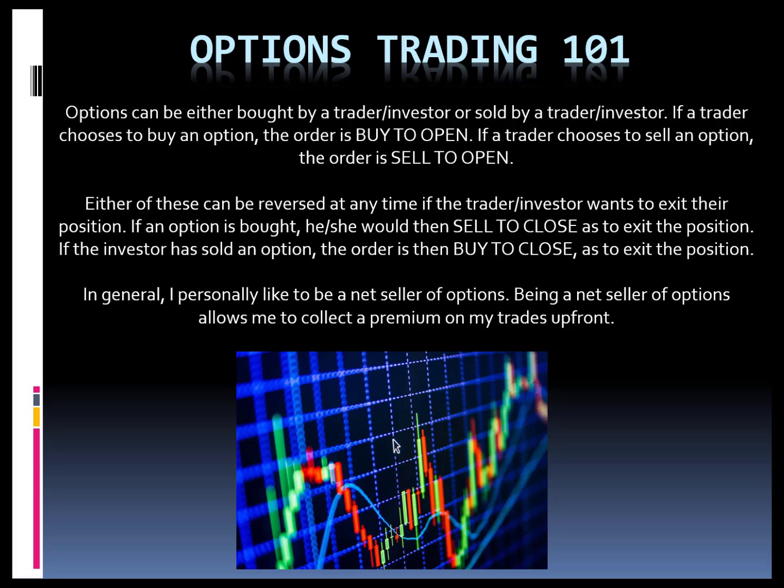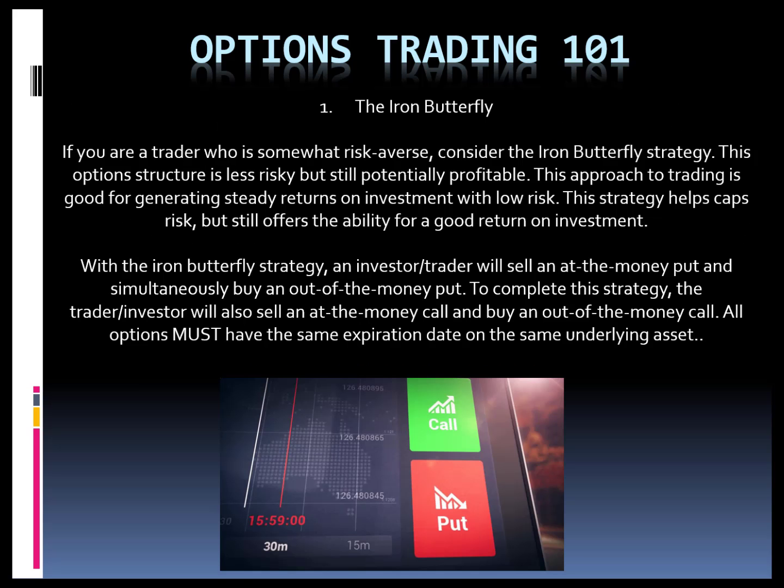Options can be either bought by a trader or sold by a trader. If a trader chooses to buy an option, the order is buy to open. If a trader chooses to sell an option, the order is sell to open. Either of these can be reversed at any time if the trader wants to exit their position. If an option is bought, he or she would sell to close, and the other way around is also true. In general, I personally like to be a net seller of options. Being a net seller of options allows me to collect a premium on my trades up front.